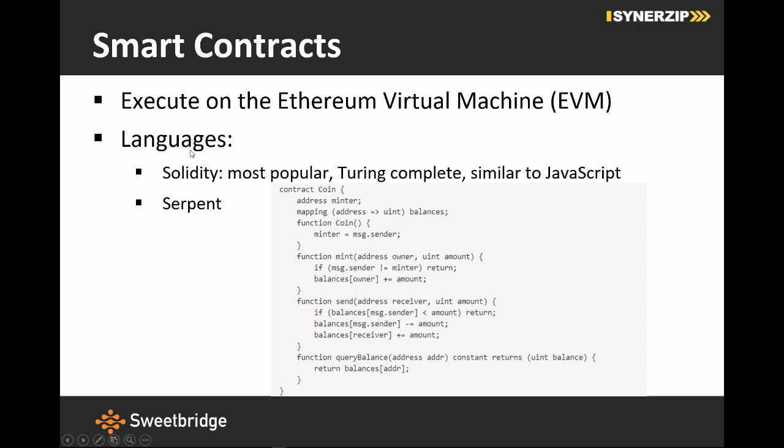So smart contracts, by far the most popular language on Ethereum is Solidity. It is a Turing complete language. It's very similar to JavaScript. It was designed in a way that JavaScript developers could pick it up very quickly. You'll see a theme across most blockchains today. They really embrace JavaScript developers.